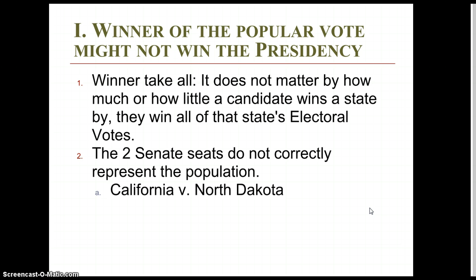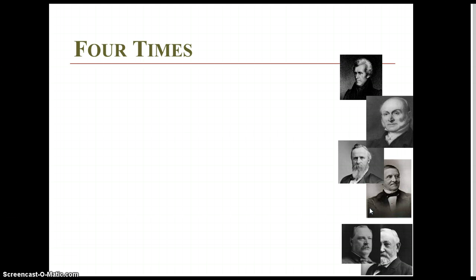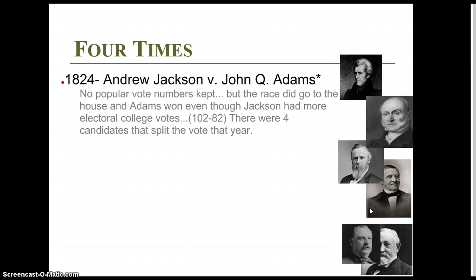Or North Dakota. This has happened 4 times. Andrew Jackson versus John Q. Adams. There's actually 4 candidates running there, and none of them, including Andrew Jackson, had the majority, or 51% of the Electoral College votes. Jackson actually won the Electoral College votes and the popular vote, but what happened is the race went to the House of Representatives, and all of the states that had chosen the other two jumped on Adams's bandwagon and defeated Andrew Jackson.